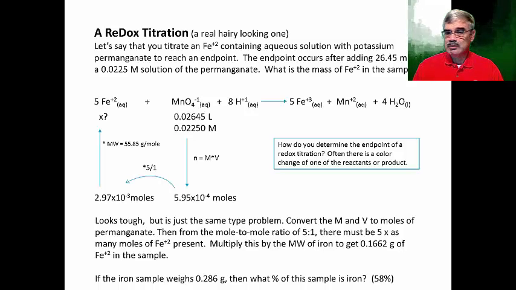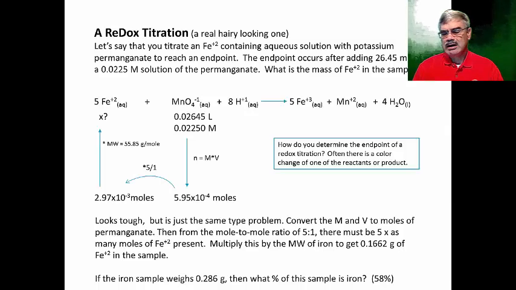So what are we told and what are we asked to solve for? It says, let's say that you titrate an iron plus 2 containing aqueous solution with potassium permanganate to reach an endpoint, just as in an acid-base titration. The endpoint occurs after adding 26.45 milliliters of a 0.0225 molar solution of permanganate. What is the mass of iron plus 2 in the sample?